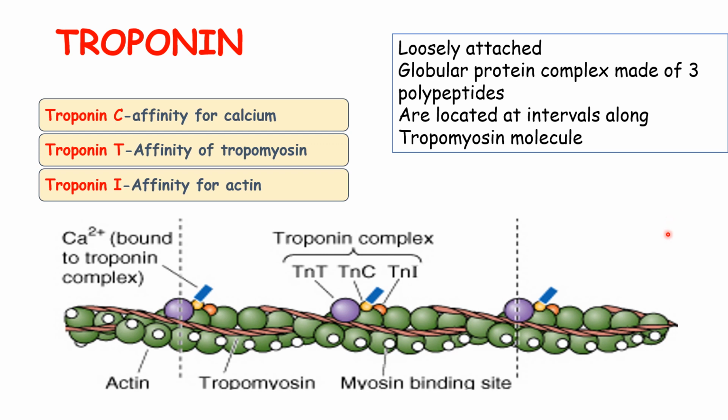Another regulatory protein is troponin. Troponin, here you can see it is of 3 forms: troponin C, T and I. They are loosely attached globular proteins, so they can easily detach from their site. Troponin C has an affinity for calcium, and when it is activated, it binds to 4 calcium ions, leading to the conformational change resulting in interaction of actin and myosin. Troponin T has affinity for tropomyosin, and troponin I has affinity for actin.